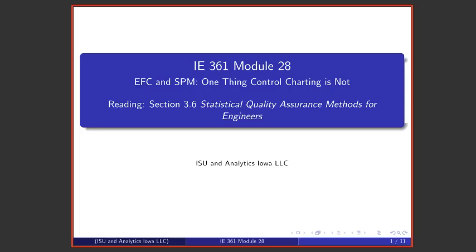Welcome to Module 28 in this series of lectures on statistical process improvement and statistical quality assurance. We're going to take a bit of a digression in this module. We've been talking about control charting or statistical process monitoring. We'll come back to that in the next few modules, but this particular lecture concerns clarifying the relationship between statistical process monitoring and what we're going to call EFC, or engineering feedback control.